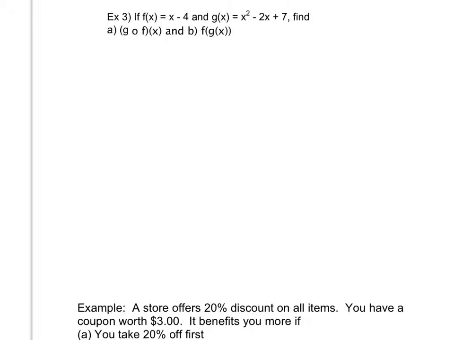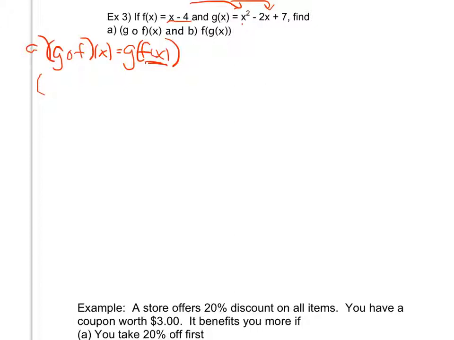Part A asks me to find g following f of x, which I know is the same thing as g of f of x. So that tells me to start with my inside function, start with my f of x, and plug it into any variables that I have in my g of x. So as soon as I start writing g of x, I realize that right away I run into an x squared. So in place of x, I'm going to put my f, which is x minus 4.